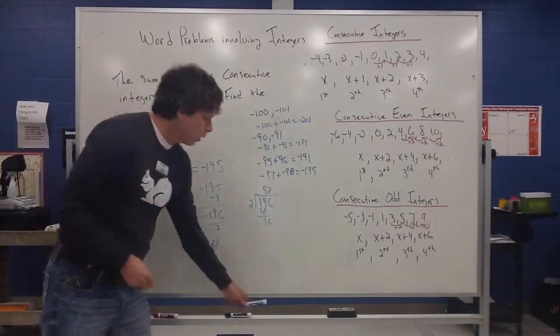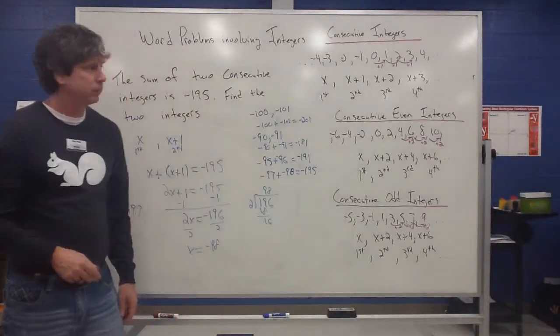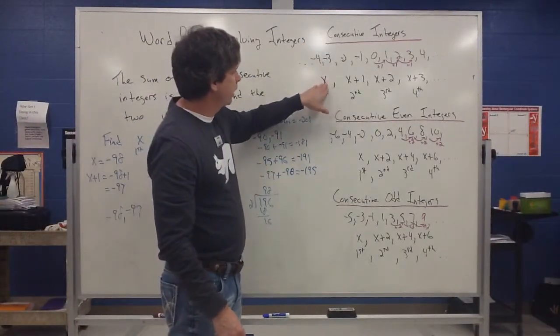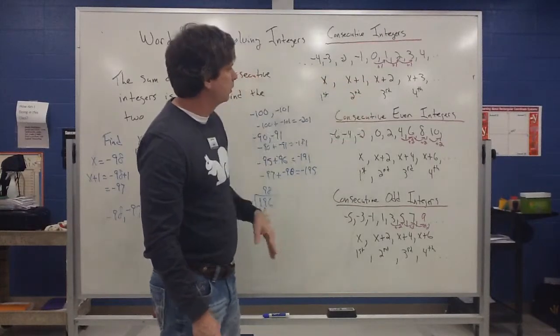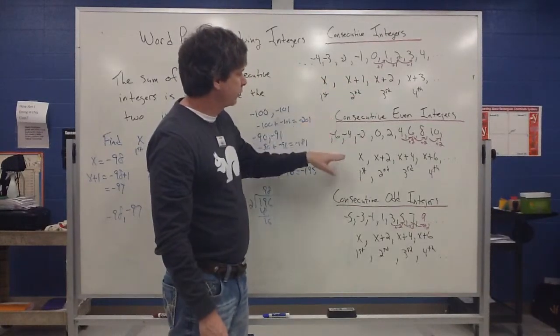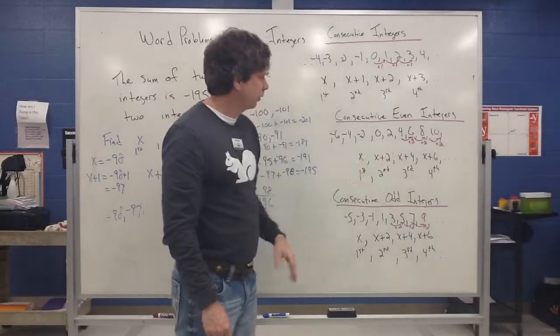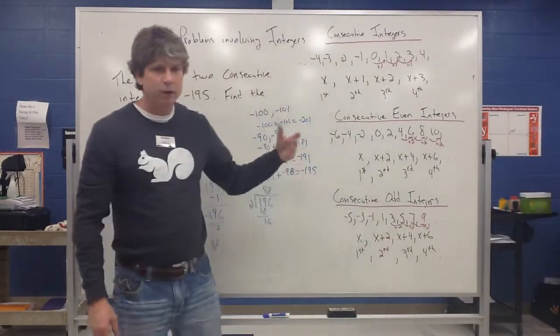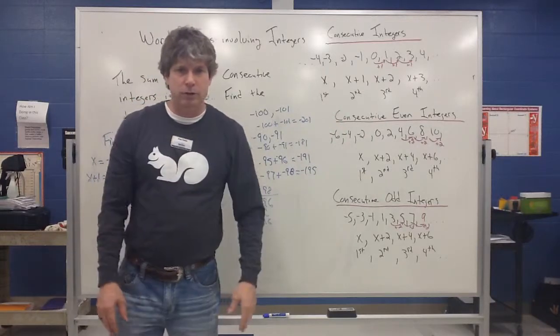So hopefully that helps out a little bit. And again, these are your patterns. Consecutive integers, use this notation: x plus 1, x plus 2. Consecutive even integers, x plus 2, x plus 4. Consecutive odd integers, x plus 2, x plus 4. That's going to be the format for those consecutive integers that can be very useful.